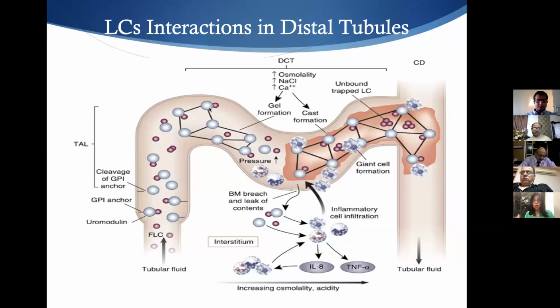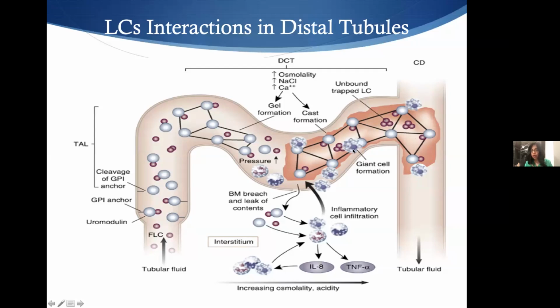As I said, uromodulin has the capacity to form a gel-like structure, and this gel then starts to entangle the free light chains, and this facilitates the formation of the casts. And with this increased pressure, there is basement membrane breach, leak of contents of the uromodulin together with the free light chains, and so you can get an interstitial inflammatory cell infiltrate. Eventually, these inflammatory cells leak back into the distal tubules and start surrounding the cast, even with giant cell formation. So this is how you get inflammatory cells around the casts.